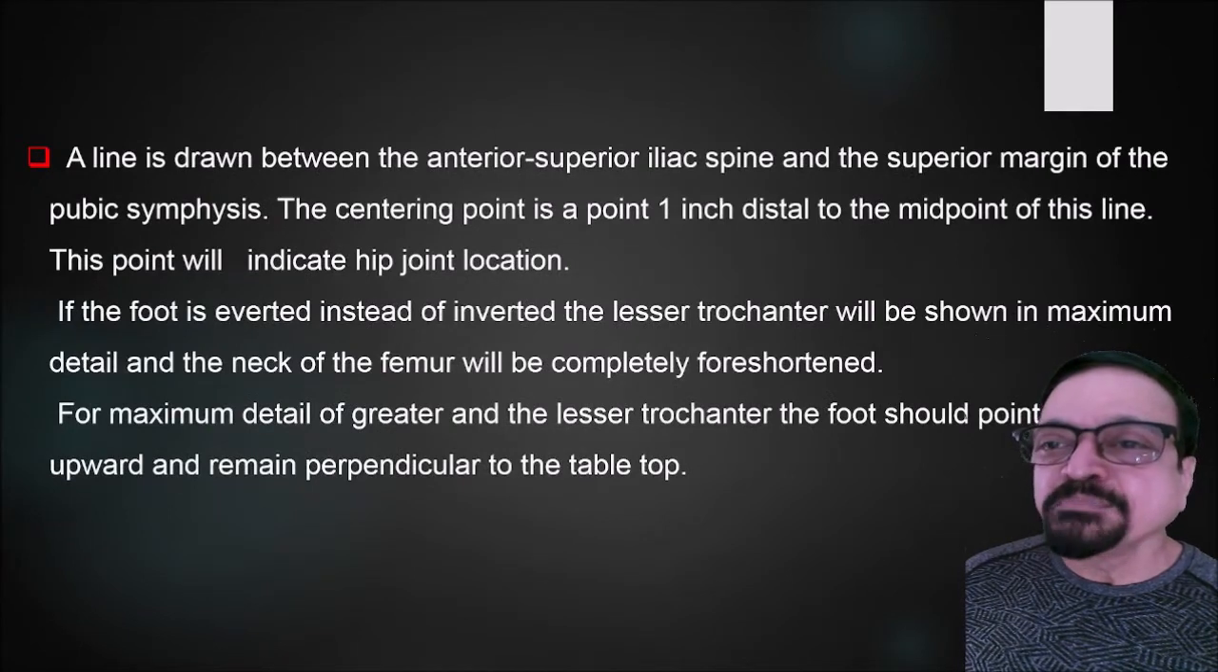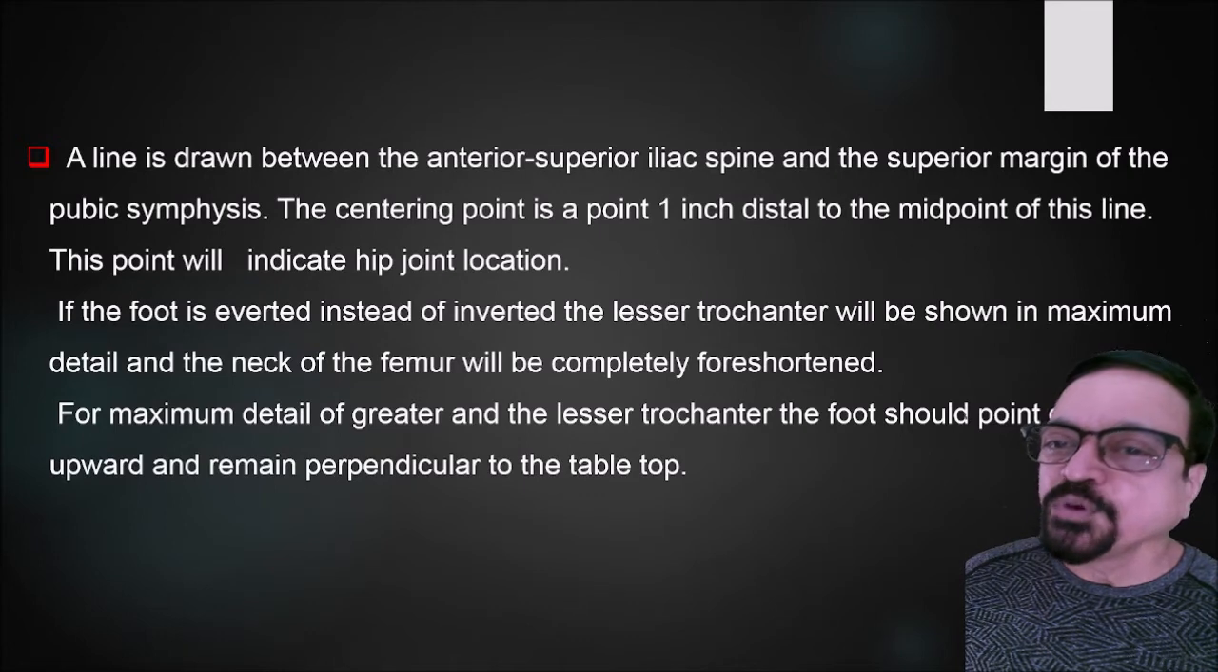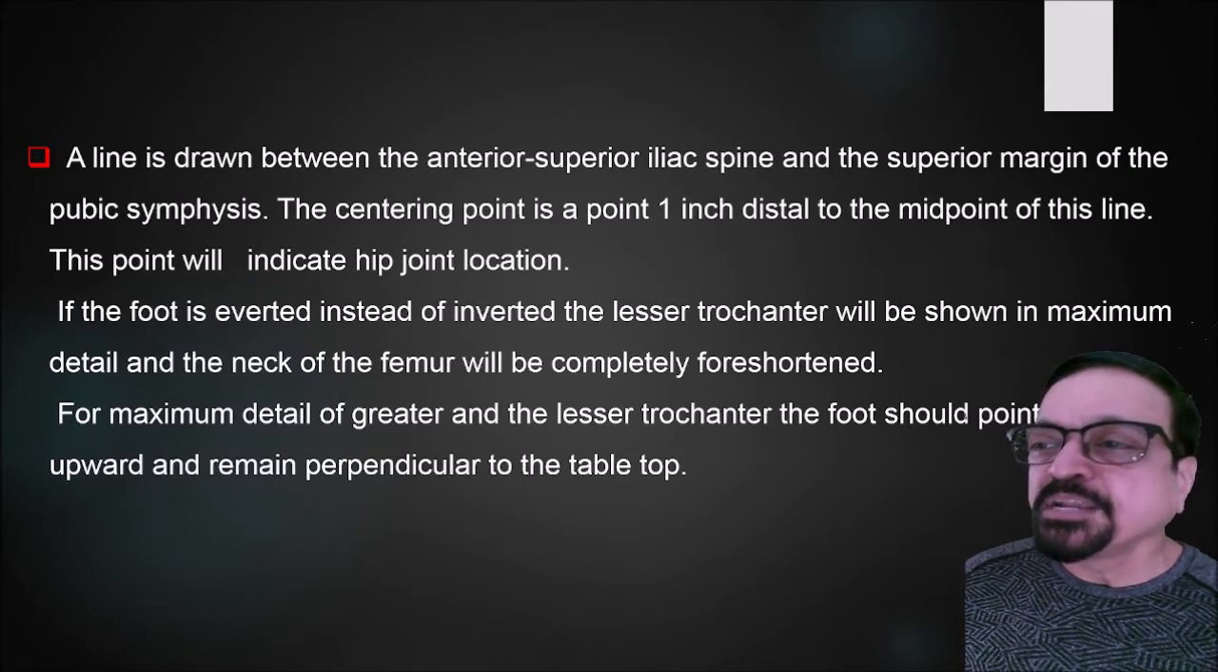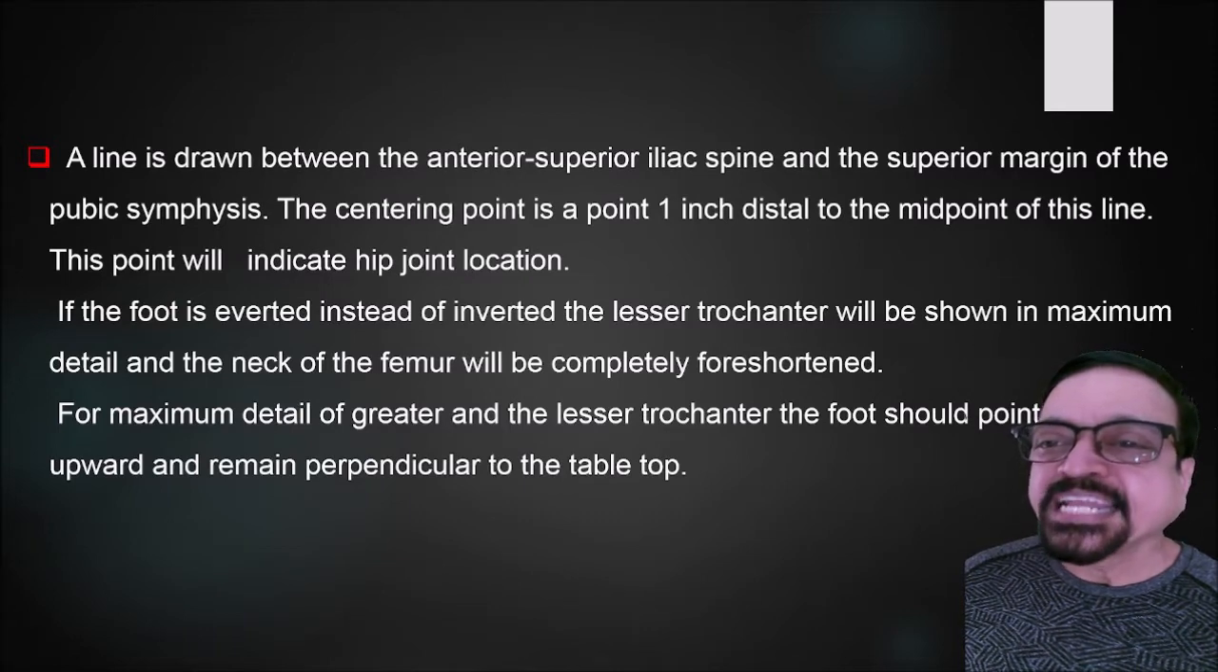A line is drawn between the anterior superior iliac spine and the superior margin of the symphysis pubis. The centering point is 1 inch distal to the midpoint of the line. This point will indicate the hip joint location. Now, the hip joint is first surface-marked and the technique is applied accordingly.